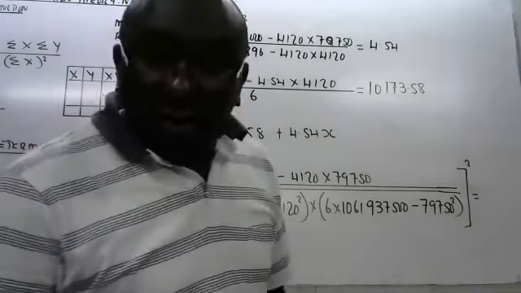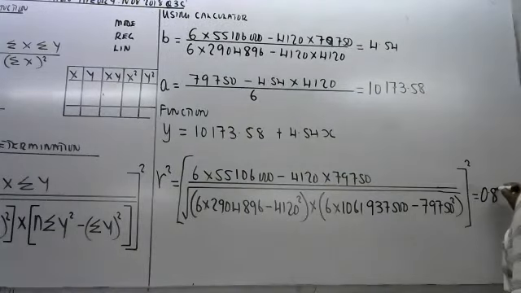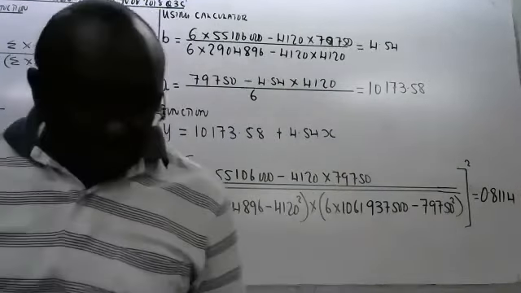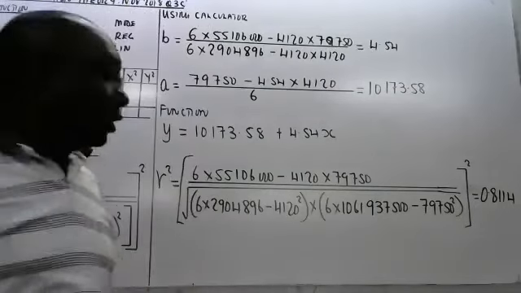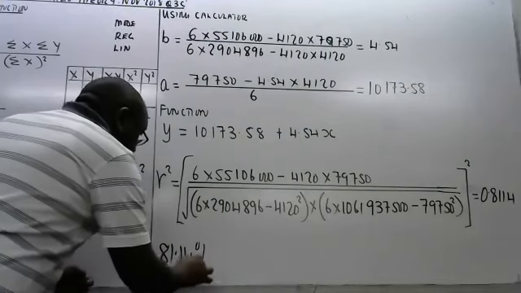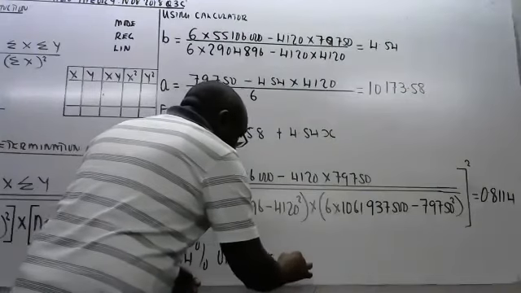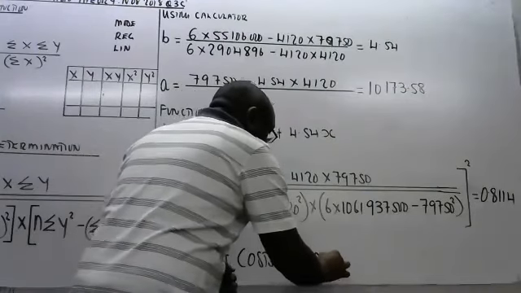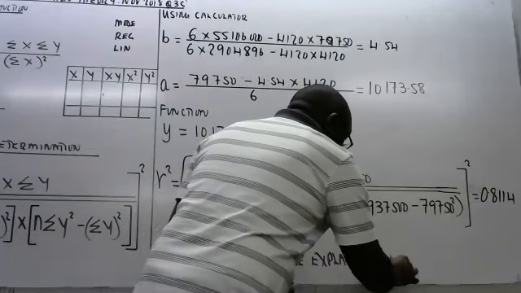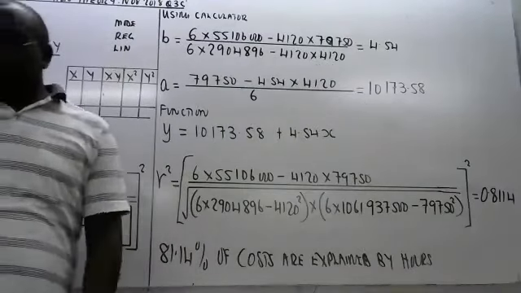Yeah, according to Diongo, 0.8114. So the meaning of that is 81.14% of costs are explained by hours.